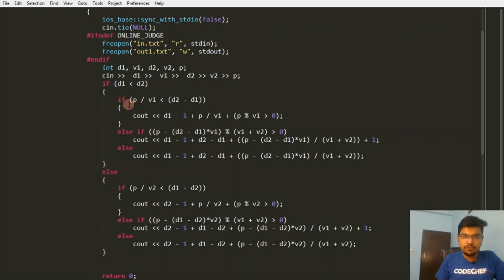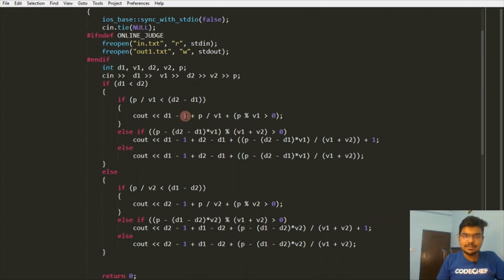So there is a check that if D1 is less than D2, then if P by V1 is less than D2 minus D1, right? So P, the total number of vaccines, divided by V1, that means the number of days in which V1 alone will complete the vaccines. If that is less than D2 minus D1, the time gap between D1 and D2, that means we only require one company, that is V1, which is company A, right? So we only require that company to fill up the production.